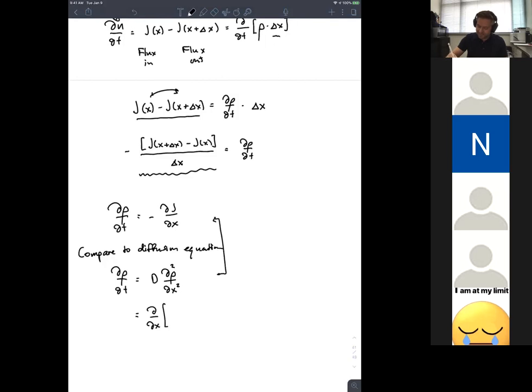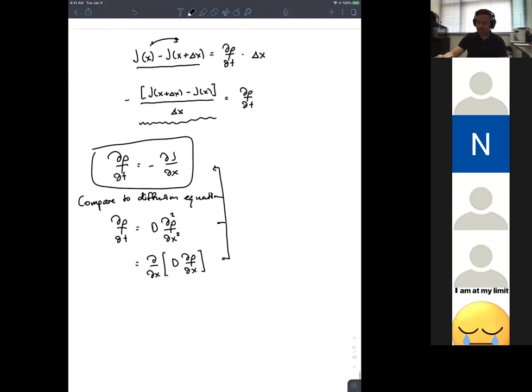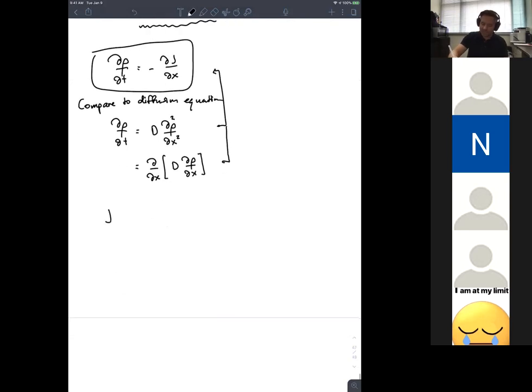So if I write the diffusion equation like this, and again, I compare this to what we just derived up here, thinking in terms of flux, what this tells me is that I can define this quantity called the diffusive flux. So the diffusive flux is equal to minus D d rho dx. All right, make sense?